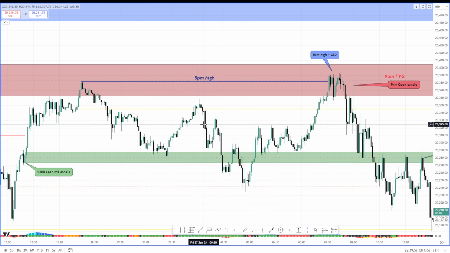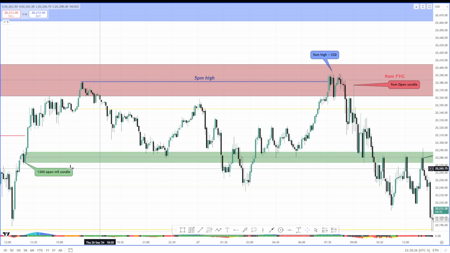So we got price meandering all throughout here. This is the 1 a.m. opening candle, and the 1 a.m. opening candle opens up into a fair value gap. And we get CSD. We get a small wick up into there. And what does the 1 a.m. immediately do? It runs and negates this 1 p.m. candle.